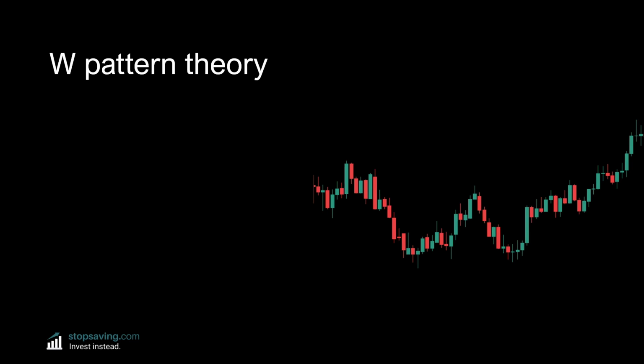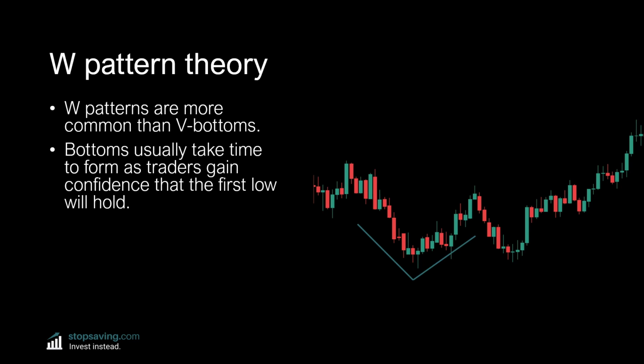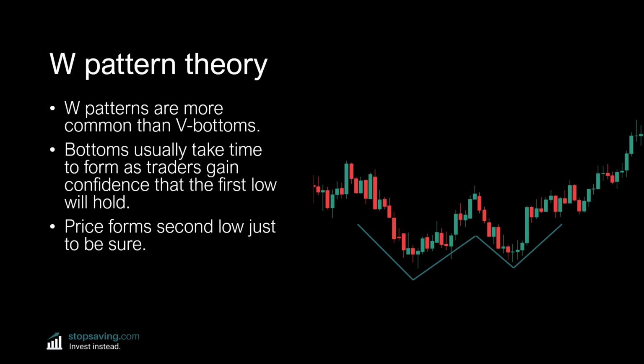So let's look at the theory behind W bottom patterns. W patterns are more common than V bottoms, and the reason for this makes sense when you think about it. It's because bottoms usually take a long time to form as traders gain confidence that the first low will hold. So, the price often makes a second low before bottoming out to form a W bottom pattern. And as we'll see in this video, W patterns come in all shapes and sizes.